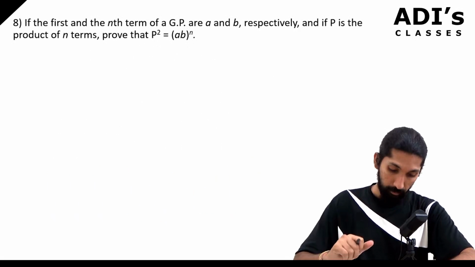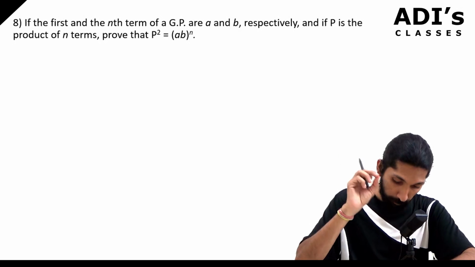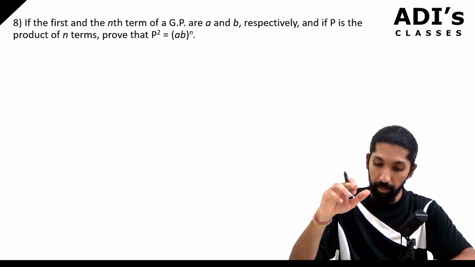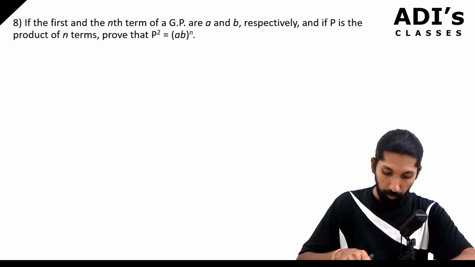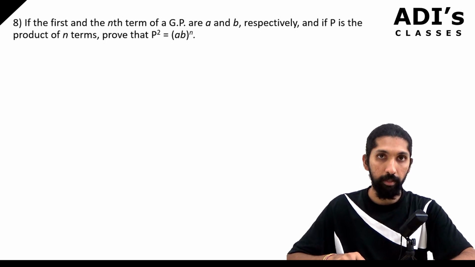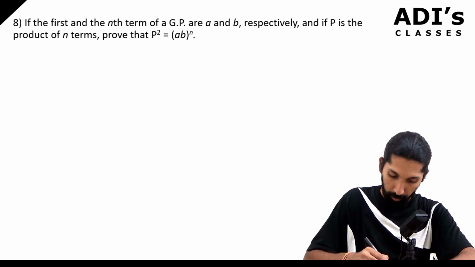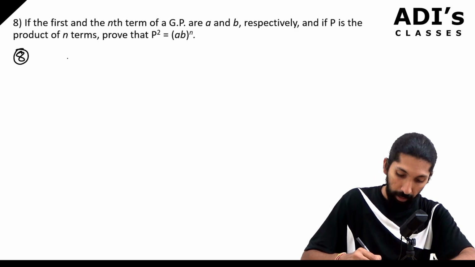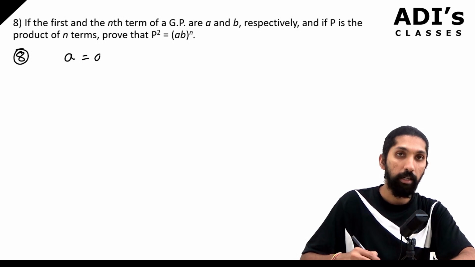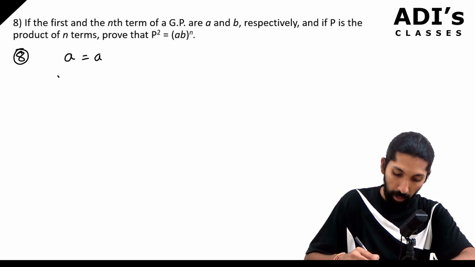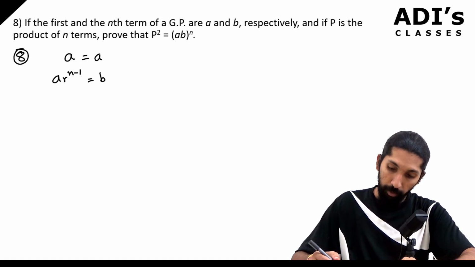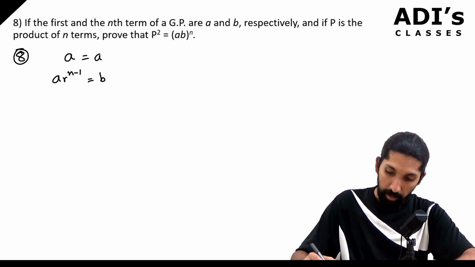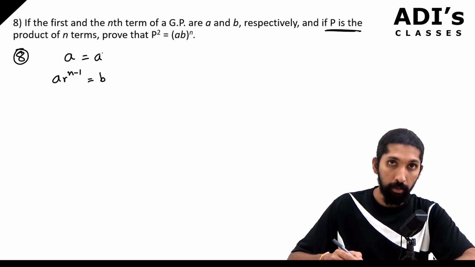See the 8th one. What do we have here? If the first and the nth term of a GP are A and B respectively, and if P is the product of n terms, prove that P square is equal to AB whole power n, correct? Alright, so we have A to be the first term, correct? And we have AR power n minus 1 is B, because that's the last term. Now we are going to do P. See, P is what? The product of n terms.